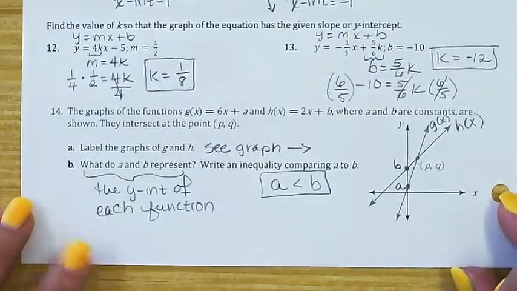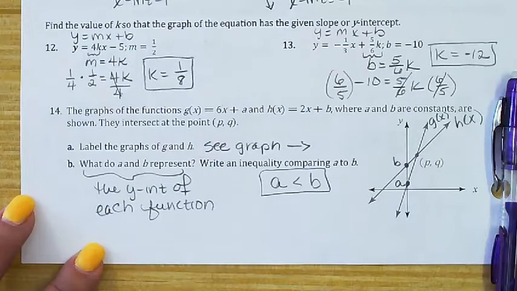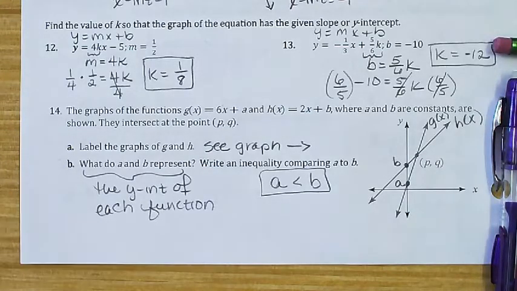All right, so that's a good overall review of slope, y-intercept, and then slope-intercept form of the equation of a line.